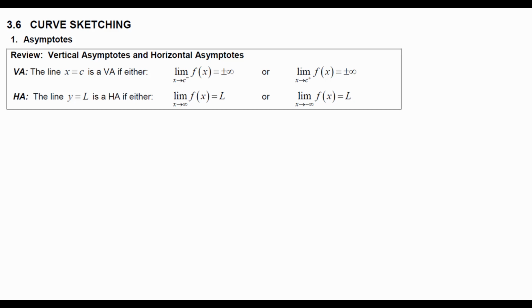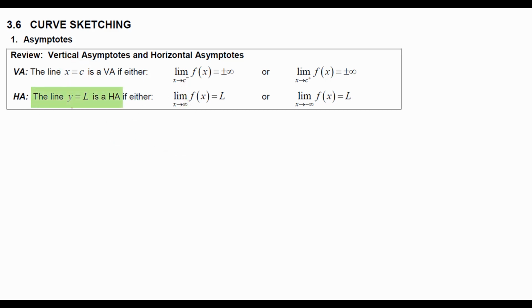We have learned how to find vertical and horizontal asymptotes in the past. The line x equals c is a vertical asymptote if the limit as x approaches c from the left of your function gives you positive or negative infinity, or if you send x to c from the right and your function gives you positive or negative infinity. Then you do have a vertical asymptote, and a vertical asymptote is a vertical line. So the equation is x equals a number, and it will be the number that x was trying to reach.